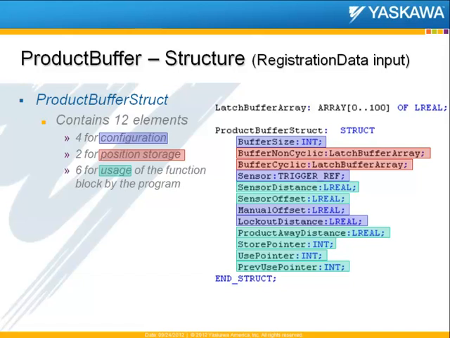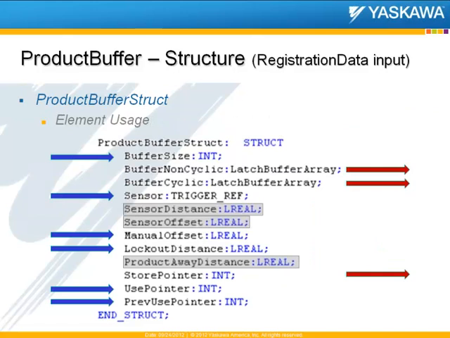For those that have used this block or attempted to teach other people how to use the block, it's also helpful to know which are inputs to the block and which are outputs. And we'll see there's only a couple of key outputs, that is the latched positions themselves and the storage pointer location. Inputs to the block that the user needs to provide are to specify the buffer size and the sensor, the manual offset, and the lockout distance. And then the program is also required to update the use pointers and the previous use pointers.